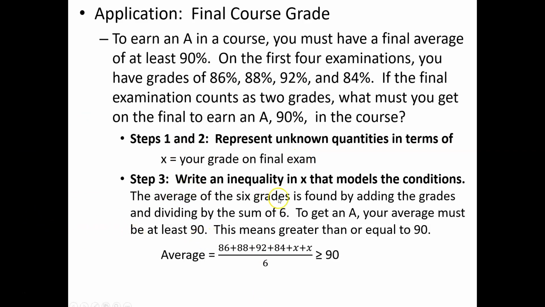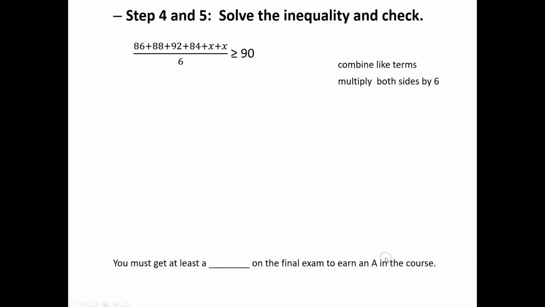Step 3, write an inequality in x that models the conditions. The average of the 6 grades is found by adding the grades and dividing by a sum of 6. So first 4 exams and the final one counts as 2. That's how we get the 6. To get an A, your average must be at least 90. This means greater than or equal to 90. So there's your inequality right there. We're going to continue this on the next page. So that's the same inequality. We're going to solve the inequality and check.